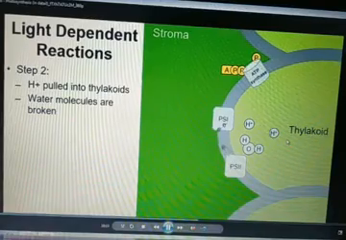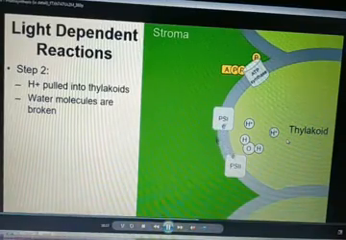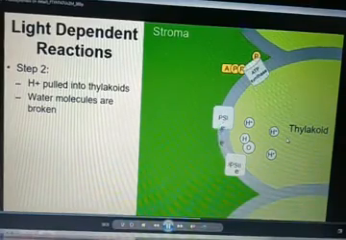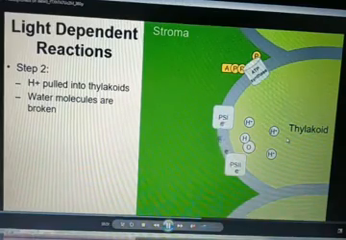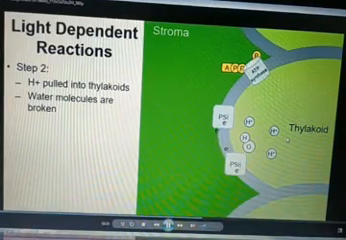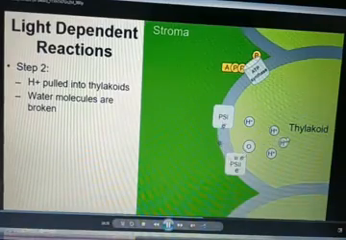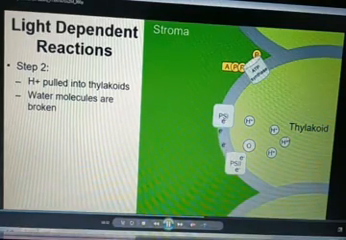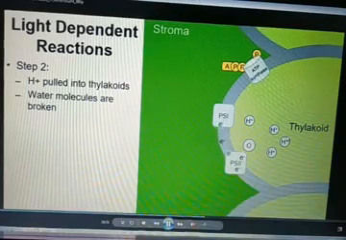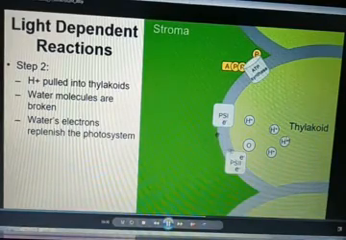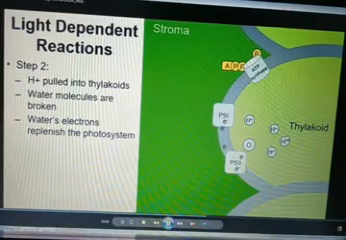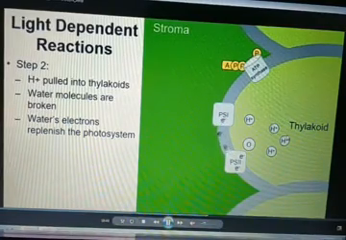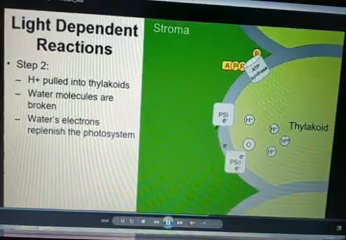Now, water molecules are also broken. Here you can see water molecules, and with the help of enzymes, the hydrogens are broken off, and the electrons are pushed into photosystem 2. Enzymes will break up the hydrogen, and electrons are pushed once again into photosystem number 2, because photosystem number 2 has been losing electrons. So it is the hydrogen of the water that will replenish the electrons for photosystem number 2, and the process will keep going.